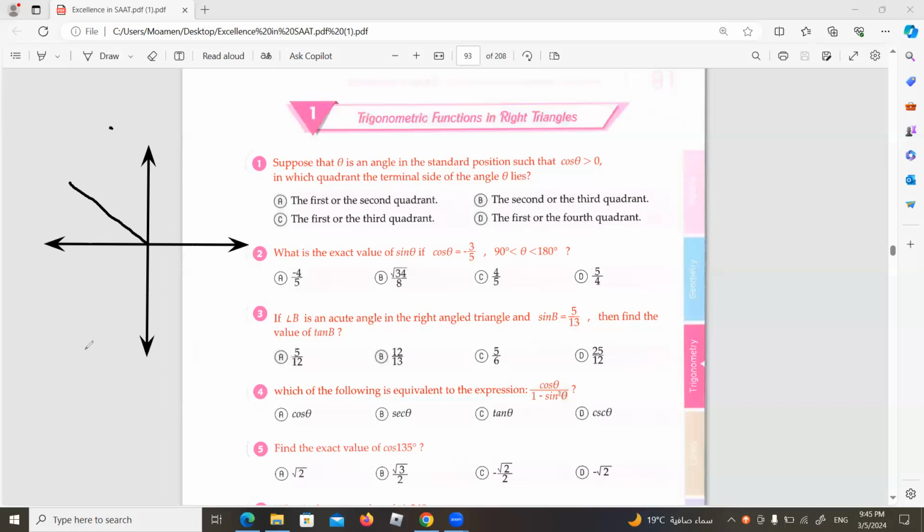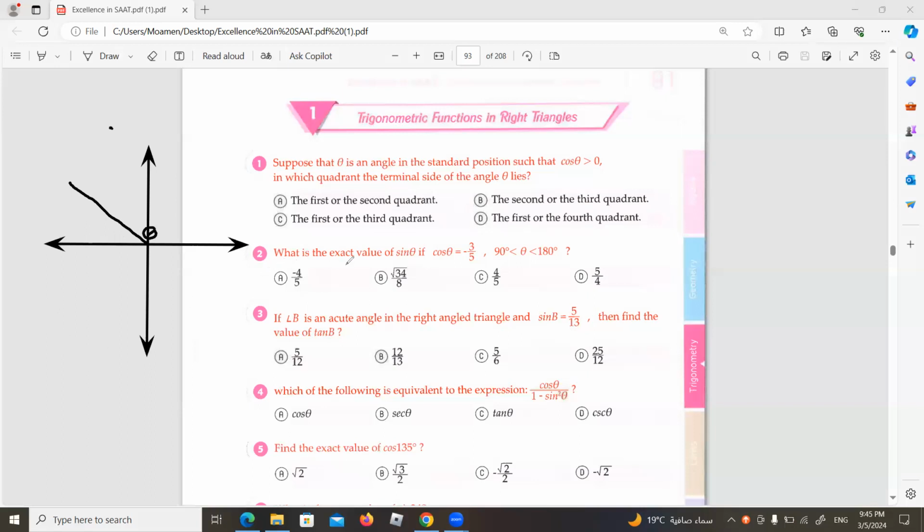Okay, so this is theta. We have here to draw a triangle. So we have here, this is theta, for example. Okay, so we have to draw the line, to draw a triangle.